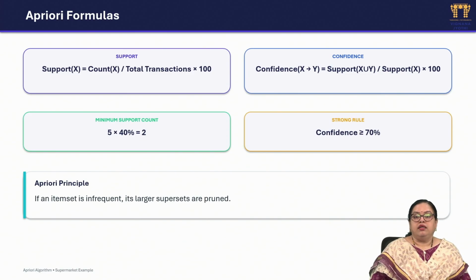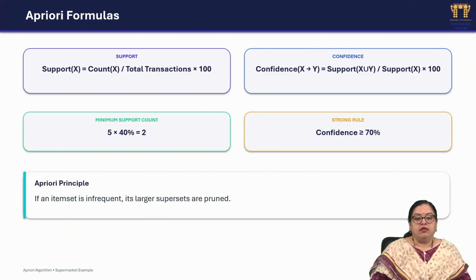I already said in the previous video that support of x union y is the same as y union x, so we are writing support of x union y divided by support of y into 100. Like that we calculate our confidence. If confidence is more than 70%, it is a strong rule. The minimum count equals 5 into 40% equals 2, which we already counted.